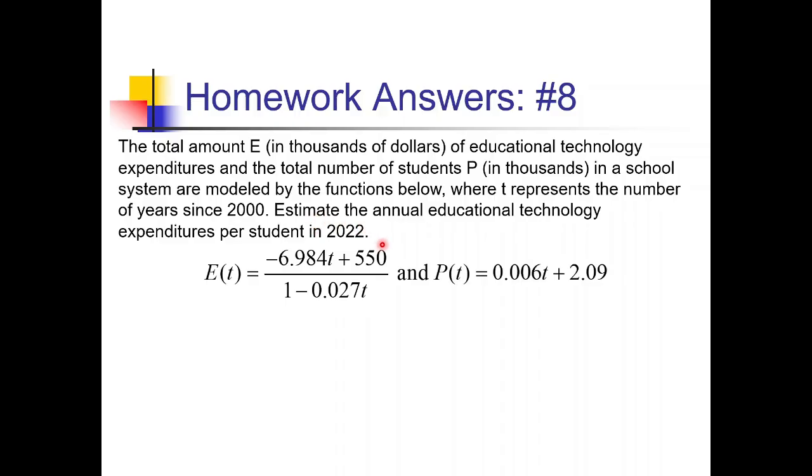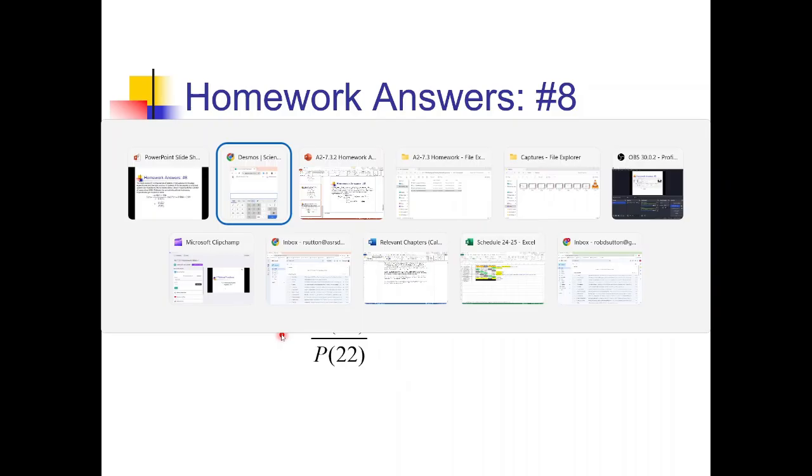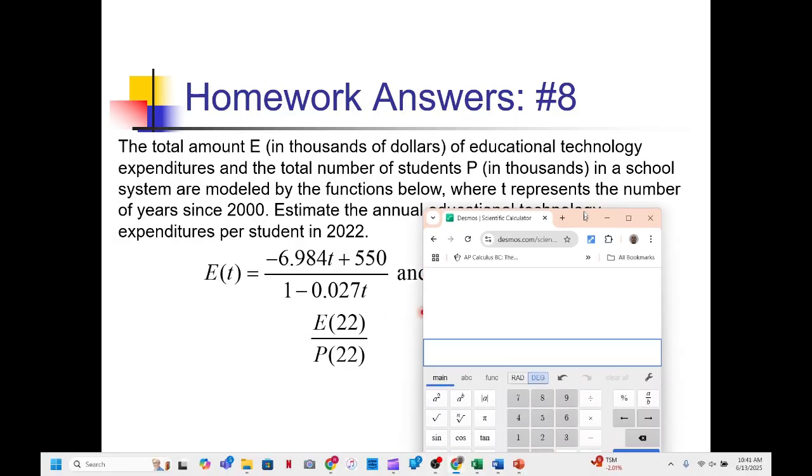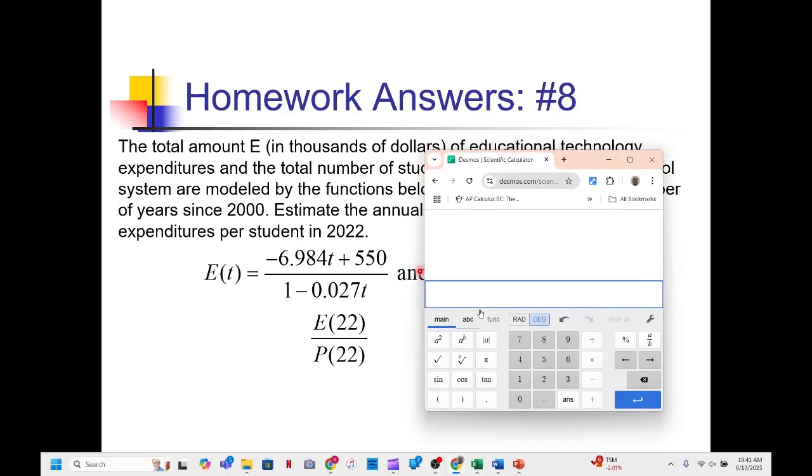So basically we have to plug 22 into both of these functions and then divide. It's got to be E divided by P. We need the expenditures divided by the number of students. So we're doing E of 22 over P of 22. I'm going to do all of this on Desmos. So let me fire Desmos up, and I'm going to first enter the E function in there.